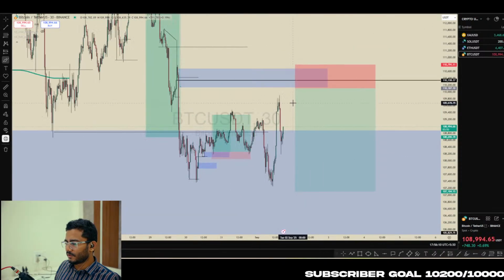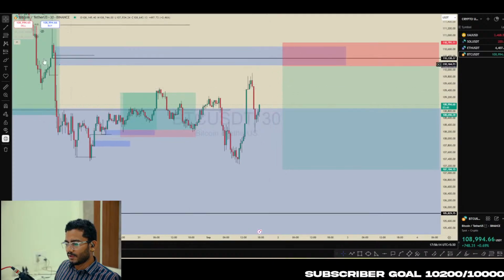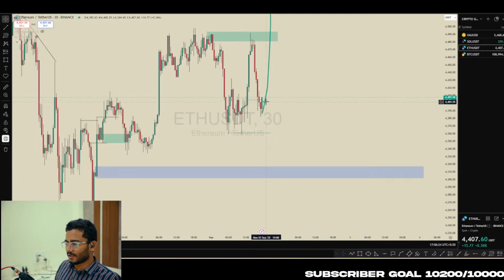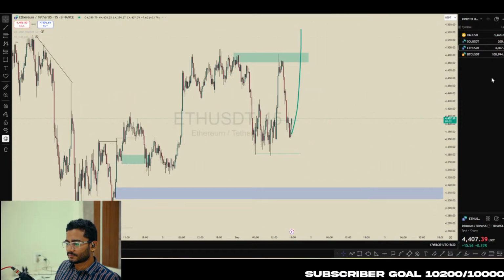Because BTC is also doing the same. It reacted from this breaker block which took out the liquidity. This high candle took out the liquidity and then gave a structure break. Price fulfilled this and continued to the upside. So something like this can happen on Ethereum.